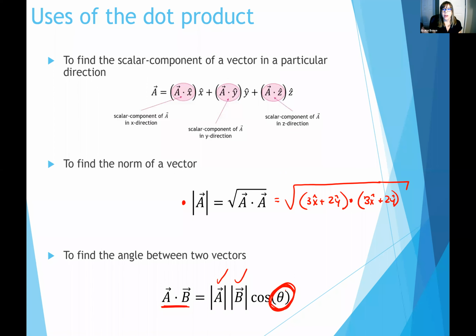So you can kind of put everything together using the dot product, distributing it in component form, then using it to find norms, to calculate norms. If you know those things, then you can find the angle between these two vectors that were in the dot product.